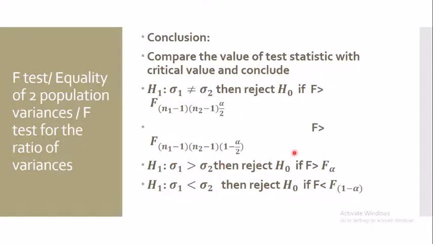Also you have to check whether F is greater than f(n1 minus 1, n2 minus 1) 1 minus alpha by 2. Then if the alternative hypothesis is sigma 1 greater than sigma 2, you can reject H naught if F is greater than f alpha. And if the alternative hypothesis is sigma 1 less than sigma 2, you can reject H naught if F is less than f 1 minus alpha. So that is all about the small sample test. I hope you have understood. Thank you.